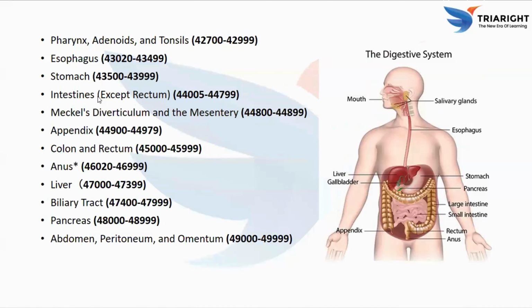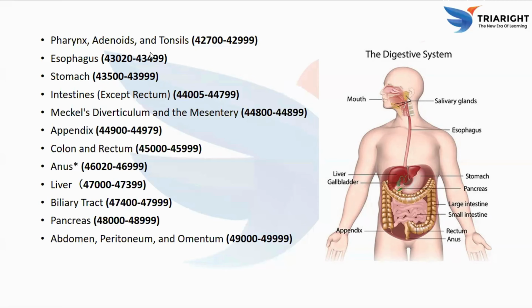And there are also some more subsections: pharynx, adenoids and tonsils. They include procedures on the pharynx, tonsils and adenoids. Common procedures are tonsillectomy, adenoidectomy and also pharyngeal biopsies. These are digestive system codes, not respiratory, even though they relate to breathing. And esophagus includes esophagoscopy, esophageal dilation, foreign body removal, and also repair of some esophageal strictures.